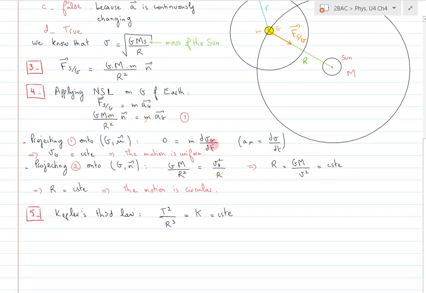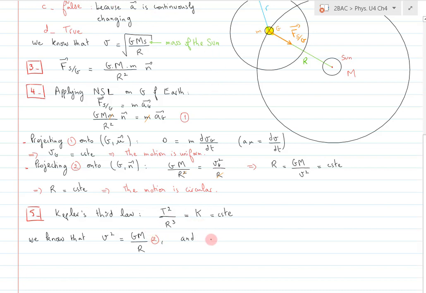So we already have this equation, so from this equation, V square is equal to G M over R. So we are going to name this equation 2.